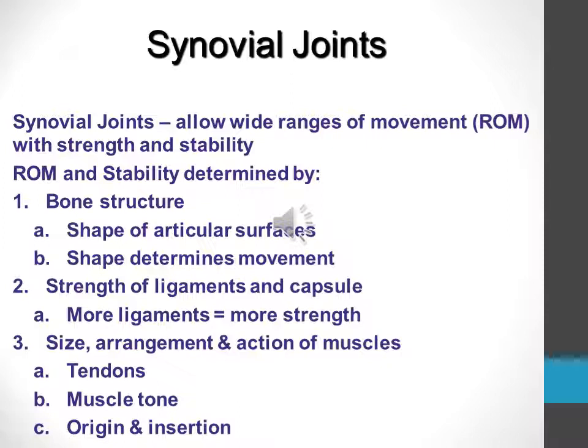These are going to allow for wide ranges of motion with strength and stability, and they are typically connected at 2 or more points, and we'll talk about that again a little bit. But your range of motion and stability are determined by these 3 things you see listed here. So bone structure, meaning the shape of the articular surfaces, and the shape is going to determine the movement. And you'll see this when we get into the different classifications of actual synovial joints. The strength of the ligaments and the capsule, more ligaments, more strength.